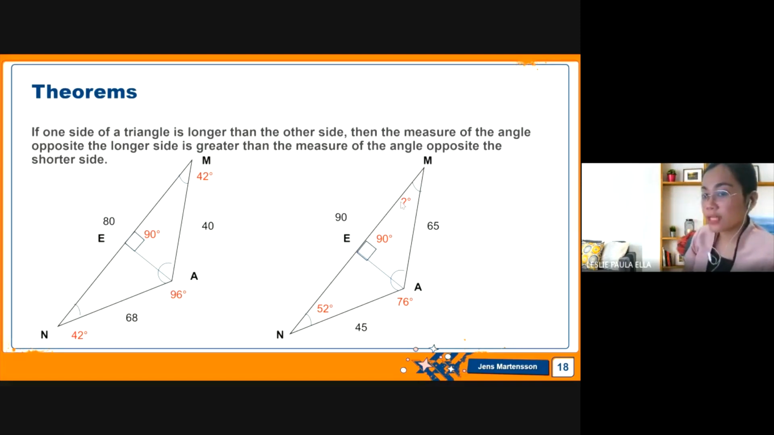So what should be the value? 52? Are you sure that is 52? Yes, that's correct. It is 52. And this also satisfies the isosceles triangle theorem, which says that the opposite angles have the same values or are congruent to each other. So we have 52 and 76, that makes it 180 degrees.